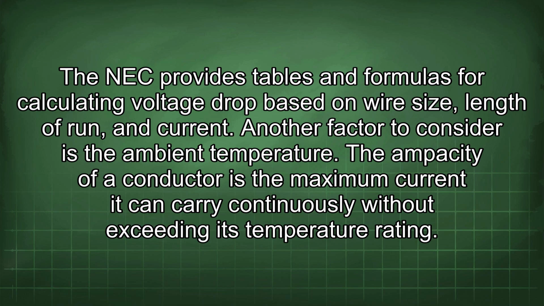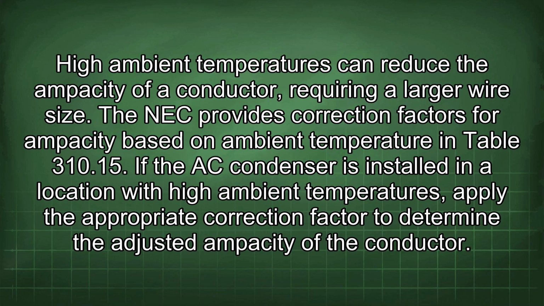Another factor to consider is the ambient temperature. The ampacity of a conductor is the maximum current it can carry continuously without exceeding its temperature rating. High ambient temperatures can reduce the ampacity of a conductor, requiring a larger wire size. The NEC provides correction factors for ampacity based on ambient temperature in Table 310.13. If the AC condenser is installed in a location with high ambient temperatures, apply the appropriate correction factor to determine the adjusted ampacity of the conductor.